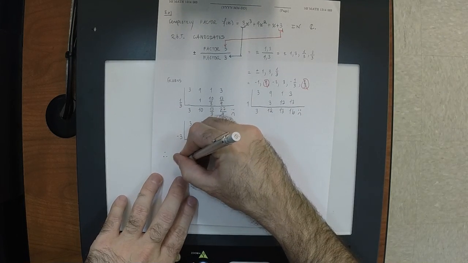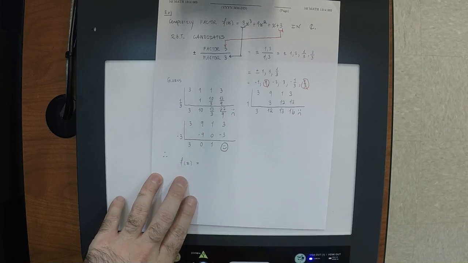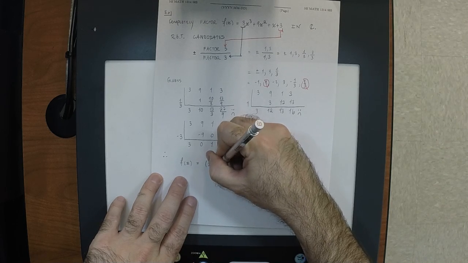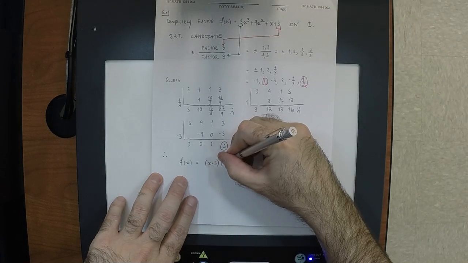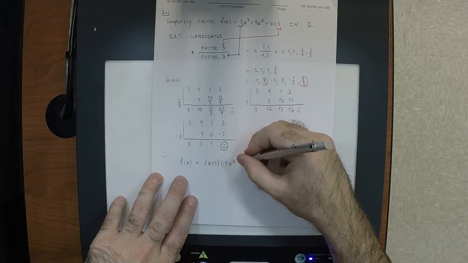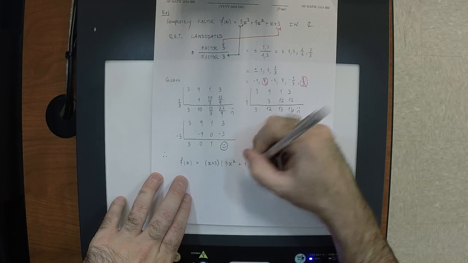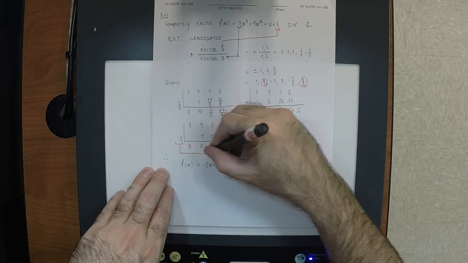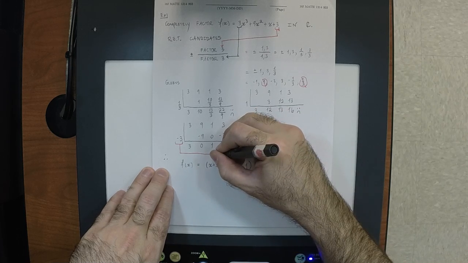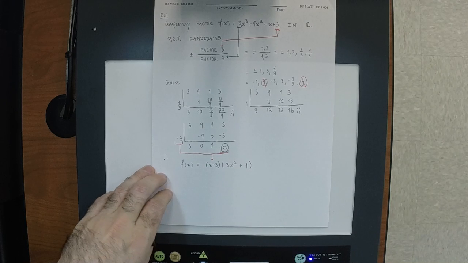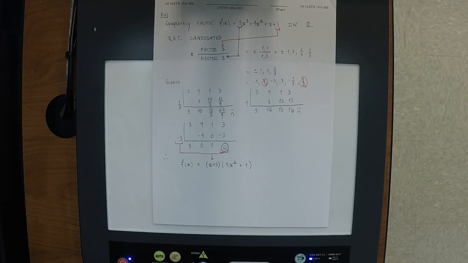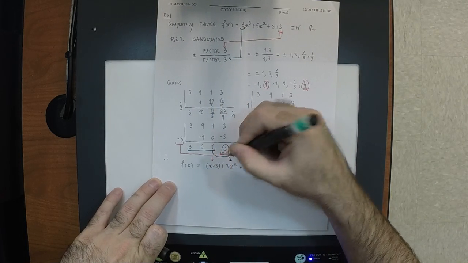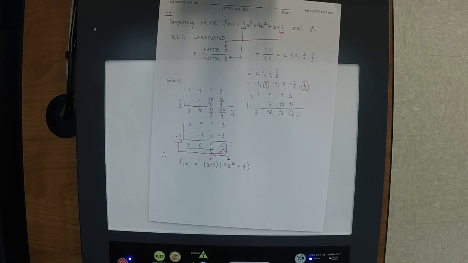Therefore, we have established something. We have partially factored f. So what is one of the factors? X plus 3 is one of the factors. What is the other factor? 3x squared plus 0x plus 1. Those come from the fact that we tried negative 3, we got 0, and that tells us that x plus 3 is one of the factors, and this quotient is the other factor. Any question about getting to this position?